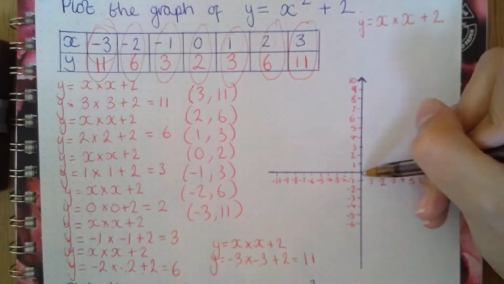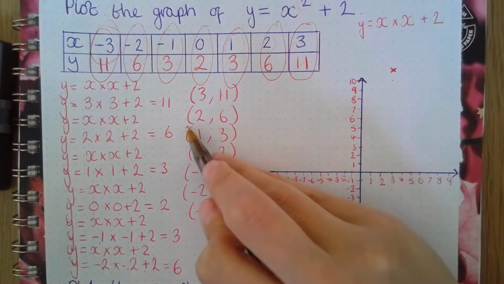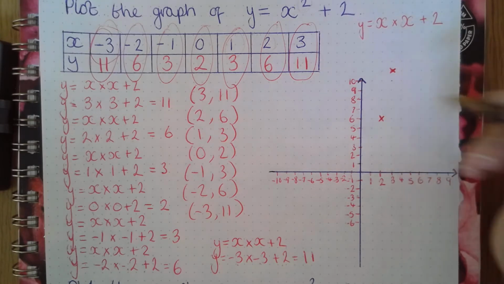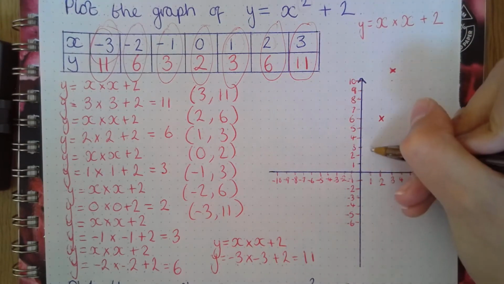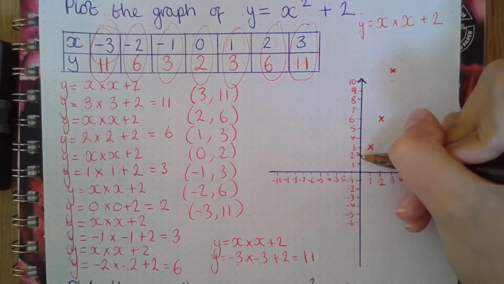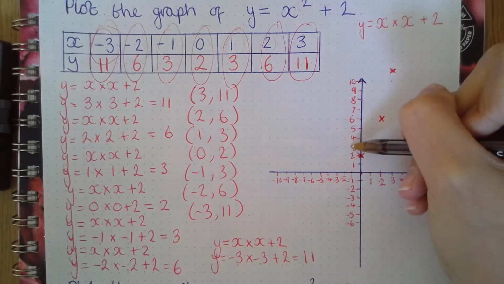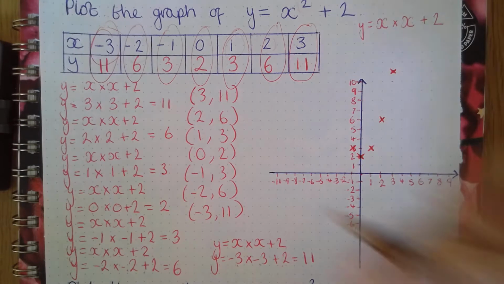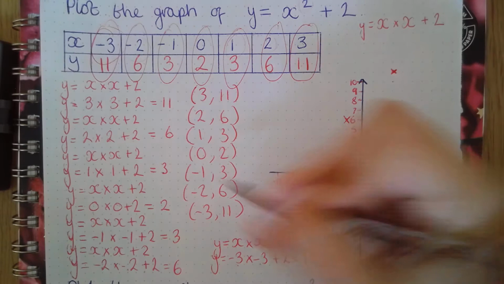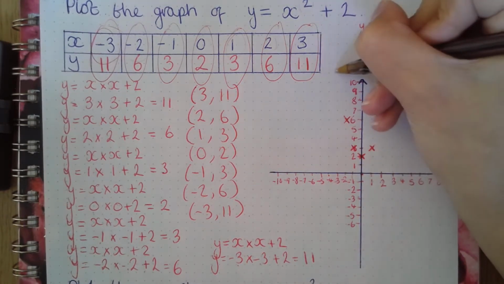So (3, 11), so (3, 11) is not on here, but it would be there. (2, 6), so 2 along, 6 up is there. (1, 3), 1 along, 3 up is there. (0, 2), 0 along, 2 up is there. (Negative 1, 3), so go to negative 1, up to 3. (Negative 2, 6), so go to negative 2, up to 6. (Negative 3, 11), so go to negative 3, and we would go up to 11.